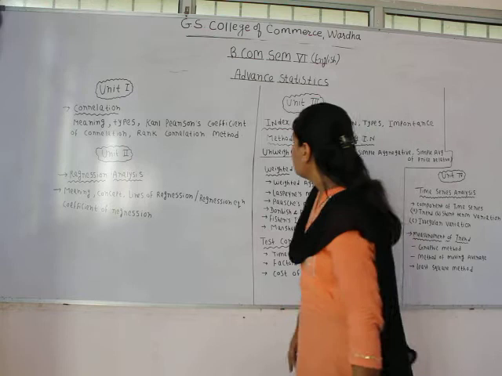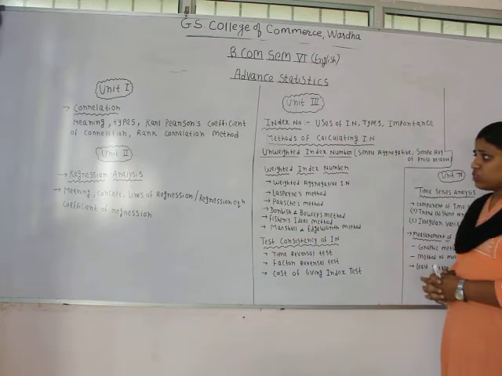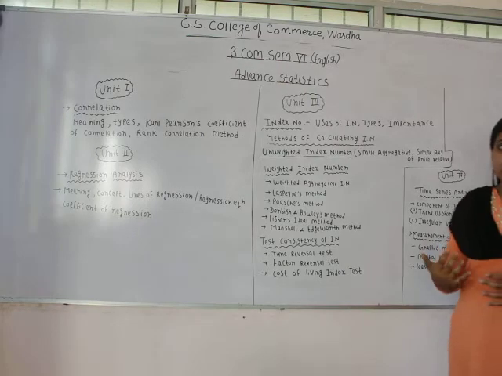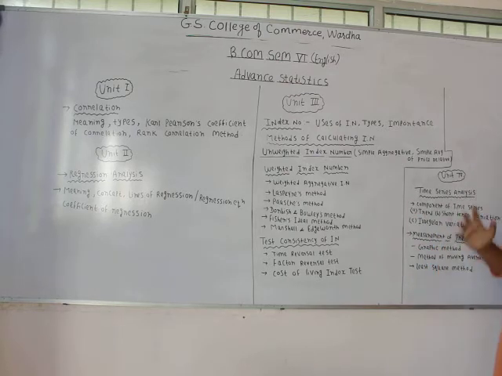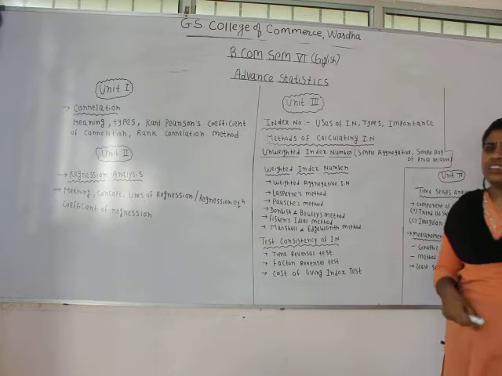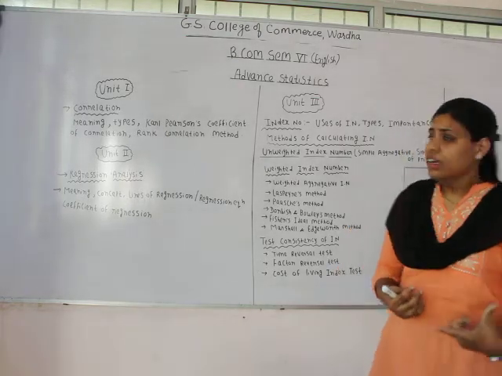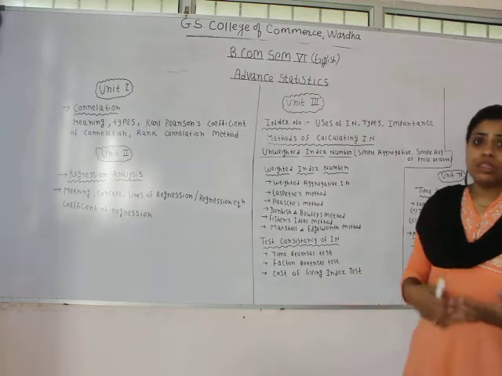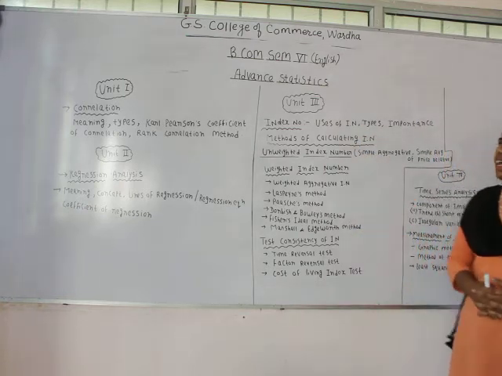Then we will move towards the third unit. Your third unit consists of index number. First of all we will understand the actual meaning of index number. Then we will see why it is used, what is the scope of index number, for what purpose it is being used, that we are going to see in uses of index number.